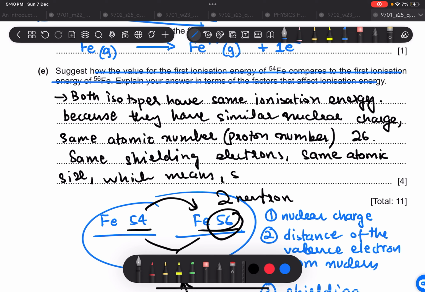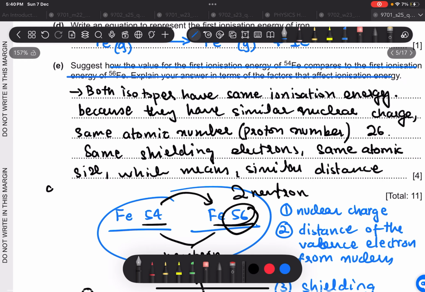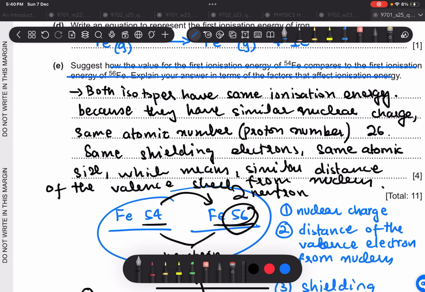Okay, so you have to tell them over here it was 26 and the same atomic size, which means similar distance of the valence shell from the nucleus. Distance, you can say, of the valence shell from the nucleus, and that's correct. Why is that so? Because you're talking about two similar atoms, you've just differed the neutron numbers.